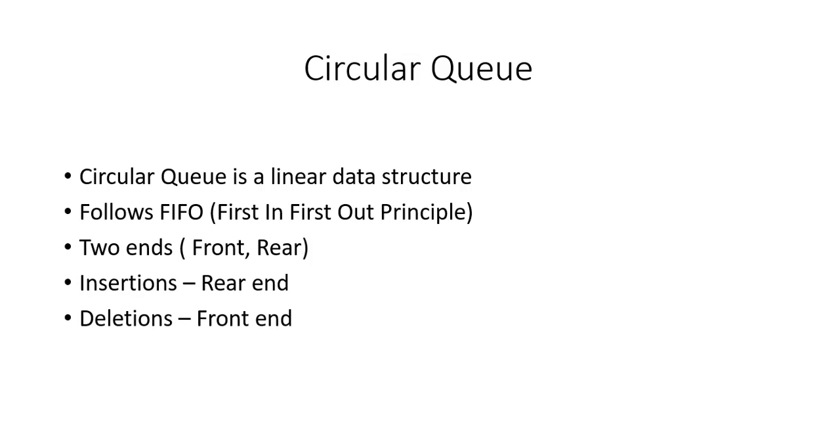Circular queue is nothing but a linear data structure which follows the first in, first out principle. It has two ends, front and rear. Insertions always happen at the rear end, and deletions happen at the front end.